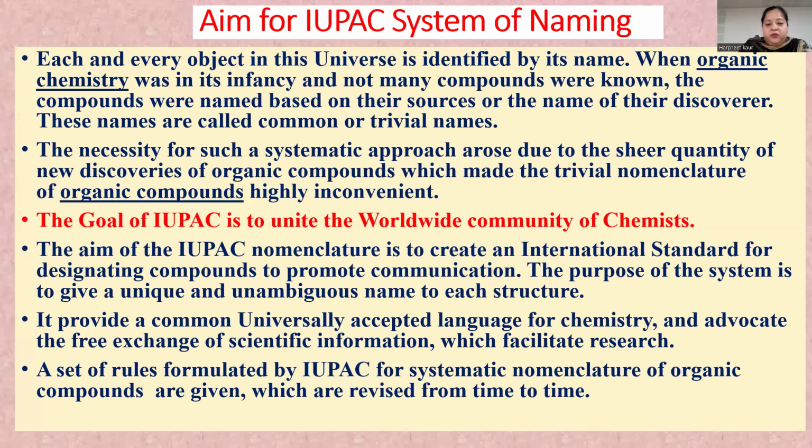The necessity for such a systematic approach arose due to the sheer quantity of new discoveries of organic compounds, which made the trivial nomenclature highly inconvenient. The goal of IUPAC is to unite the worldwide community of chemists. The aim of IUPAC nomenclature is to create an international standard for designating compounds to promote communication. The purpose of the system is to give a unique and unambiguous name to each structure.